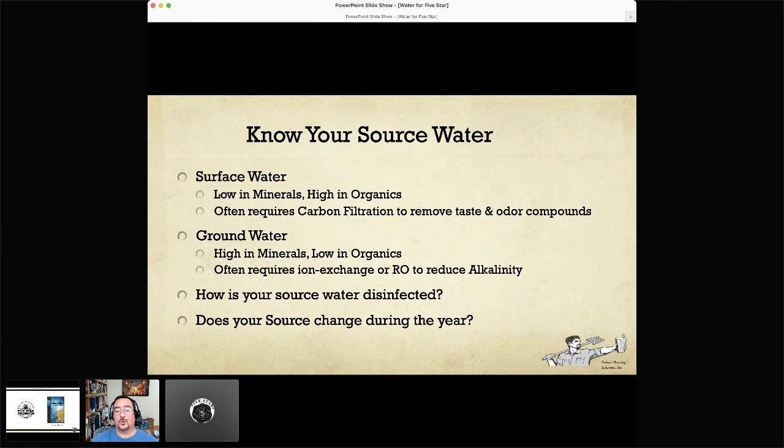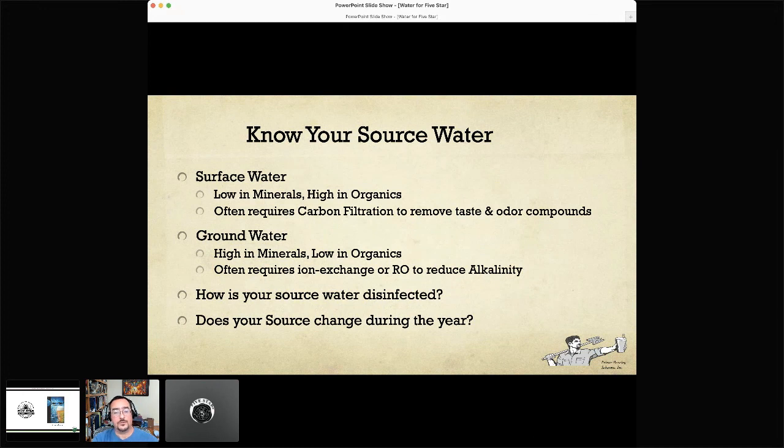Groundwater, on the other hand, is often high in minerals, but typically low in organics. Often it's potable right out of the ground. But it often is very high in alkalinity, which needs to be reduced before it can be used for brewing. And this can require ion exchange, like softening, or reverse osmosis to reduce alkalinity.